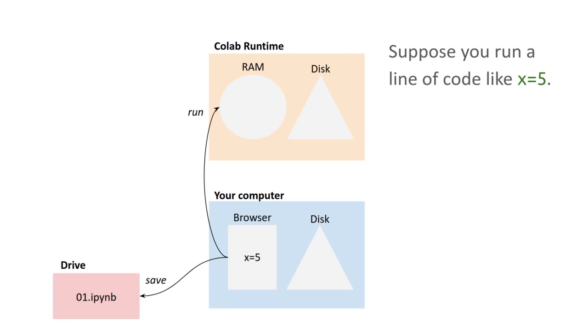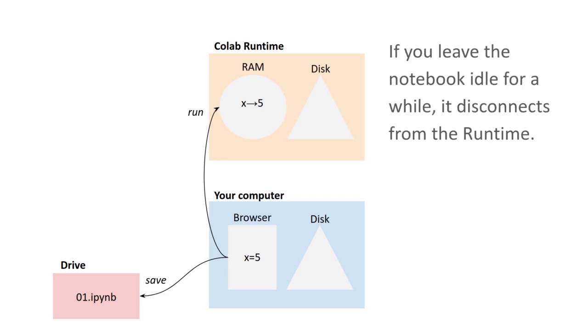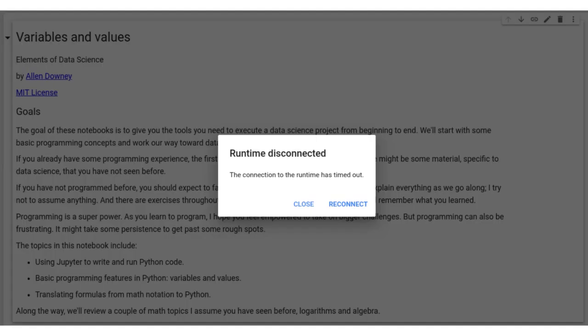Now, what's going to happen when you run a line of code like x = 5, it creates a new variable named x and a value 5. The variable and the value are in RAM on Colab. If you leave the notebook idle for a while, it disconnects from the runtime. And you'll see a screen that looks like this.